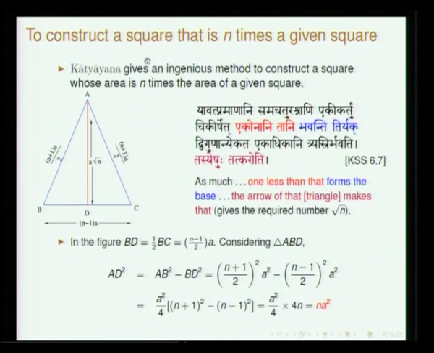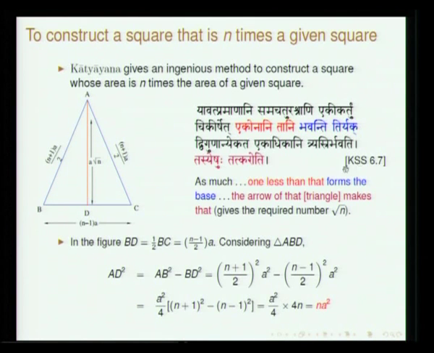To construct a square that is n times a given square is a very interesting problem, which has been discussed and which incidentally gives you a certain way by which you can find out the value of root n, the value of the surd. Whatever n can be, it is a very simple and very instructive procedure, which one can find in the Shulva Sutra, Katyayana Shulva Sutra. In fact, yesterday I referred to one of these, I will recall that quickly now.